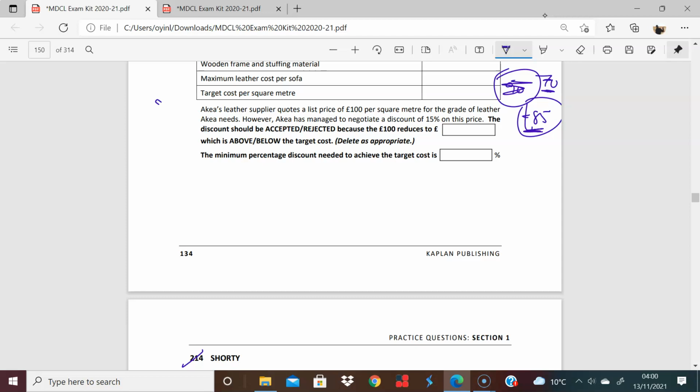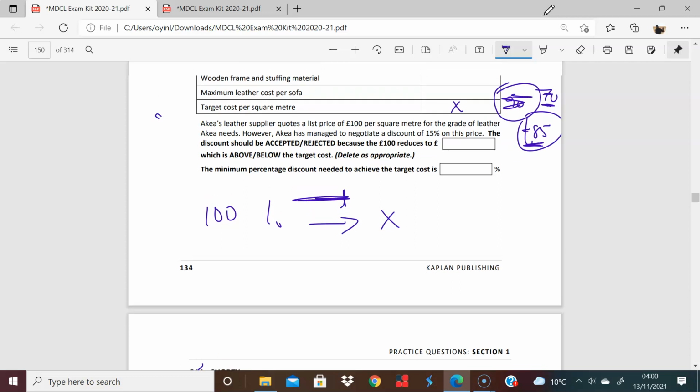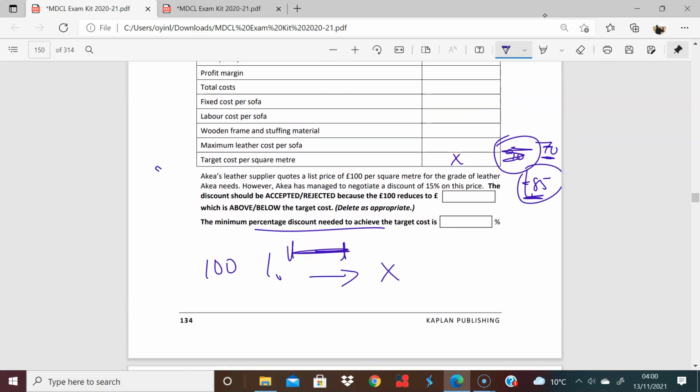And then the final question just literally is about, well, how much are we going to have to get the 100 down to whatever this figure was? Whatever this figure was, that's what we're trying to aim for. That difference is the real discount we need. And then we take that difference and divide that by 100. In this question it's 100.